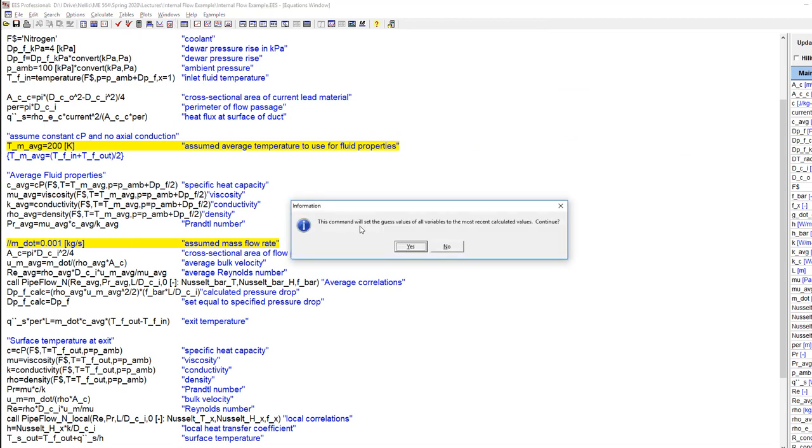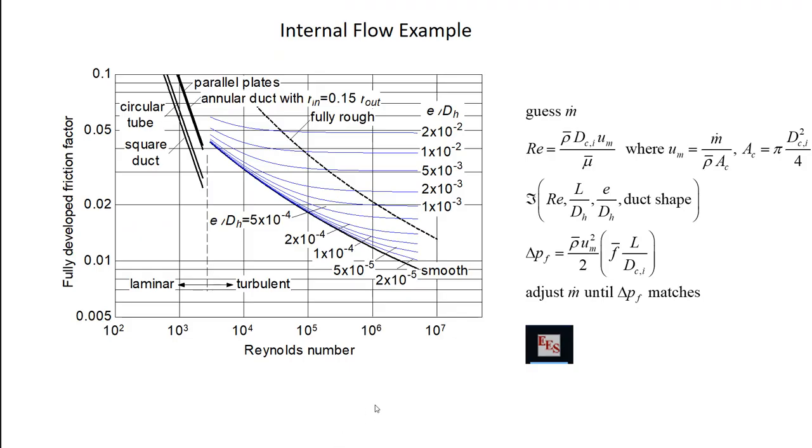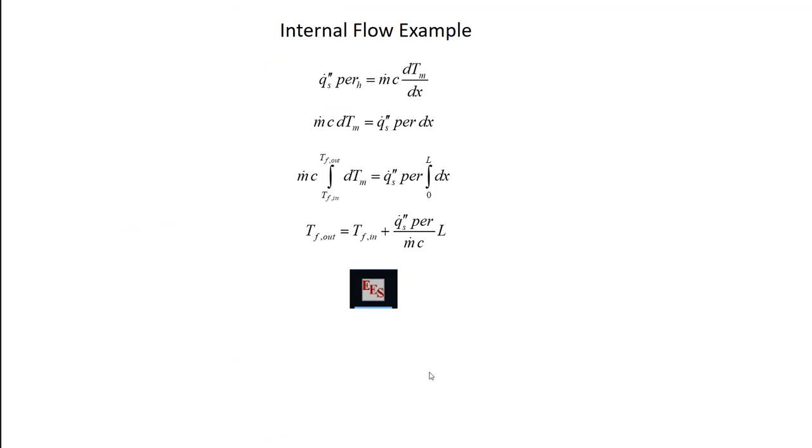Probably a good idea to update my guess values again. Now let's go back and do the next thing. So I know my mass flow rate. The next thing I probably want to do is figure out what is the outlet temperature of the vapor, right? So the vapor flows through my duct, and I know that because it's being exposed to this thermal energy generation, it's probably being heated up, right? It'd be nice to know how hot it gets.